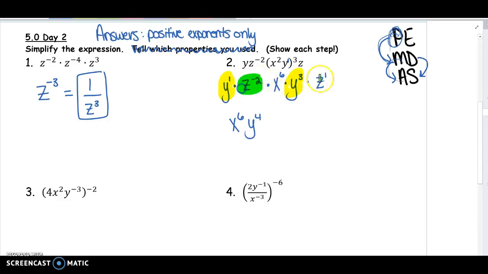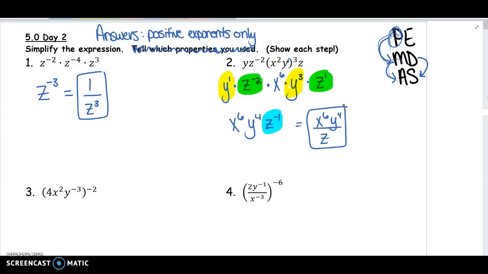Then I look for my z's. I've got z to the -2 and z to the 1. What is -2 plus 1? Can I leave my answer as x to the 6th, y to the 4th, z to the -1? No. But it's important to know that z to the -1 is the only thing that has a negative exponent. So x to the 6th and y to the 4th stay on top, and z to the 1st goes to the bottom. You do not have to write the exponent of 1, but I would not count it wrong if you wrote a 1 there.